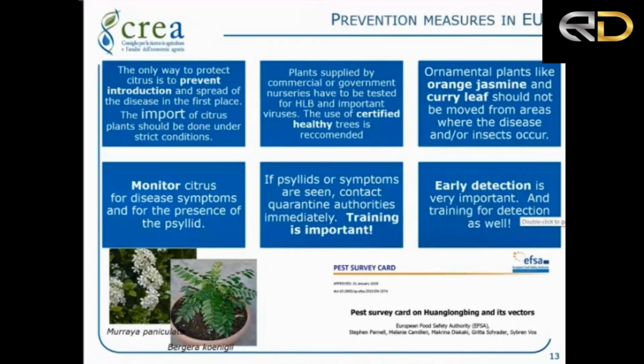We also have to monitor citrus plants for disease symptoms and for the presence of the psyllids. If psyllids or symptoms are seen, we also have to contact quarantine authorities immediately. And in these cases, training is very important in order to recognize the symptoms, but also the vectors. We know that early detection is very important, as well as the training.